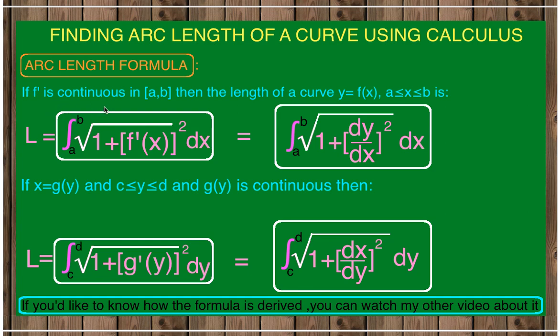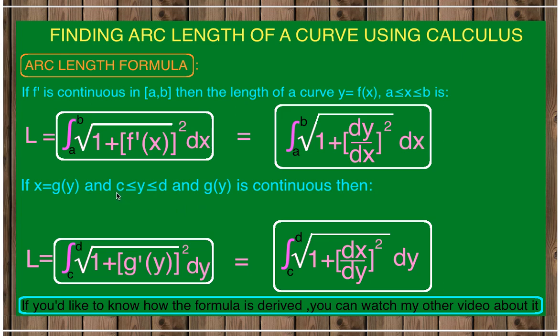If f prime is continuous in the closed interval a to b, then the length of a curve y, which is f of x, from a to b is integration from a to b of square root 1 plus f prime of x squared dx. Here, instead of f prime of x, you can use dy over dx, which is technically the same thing.